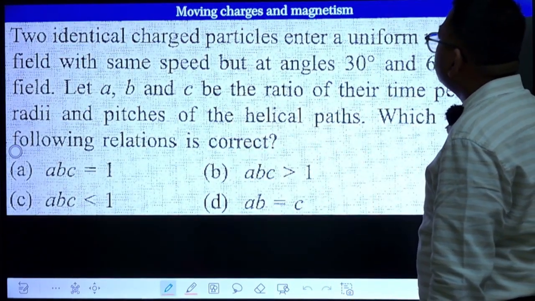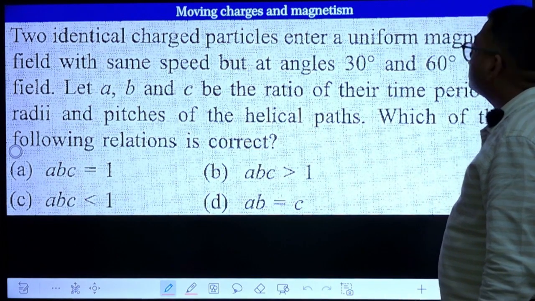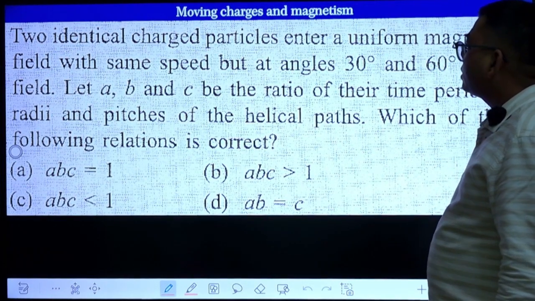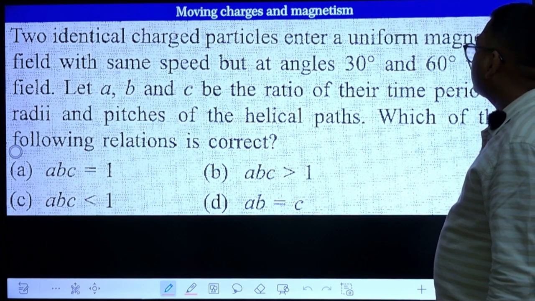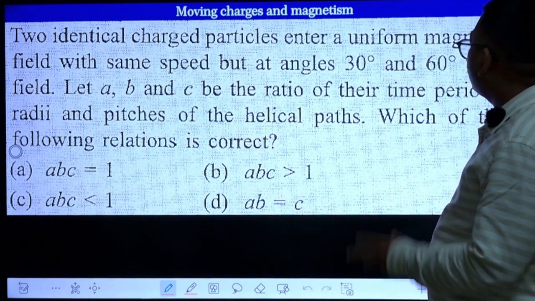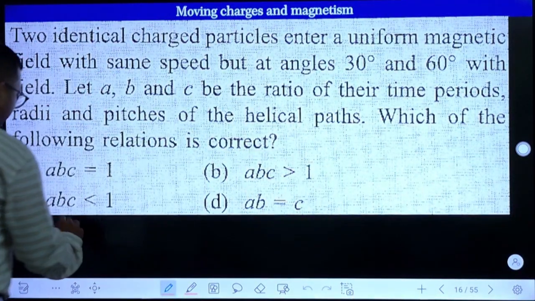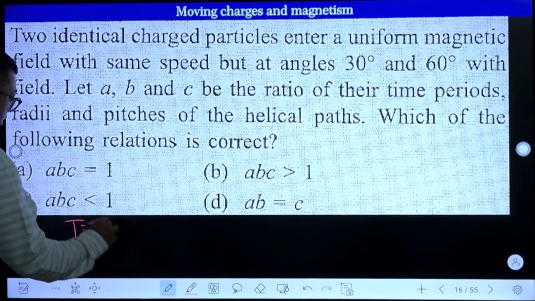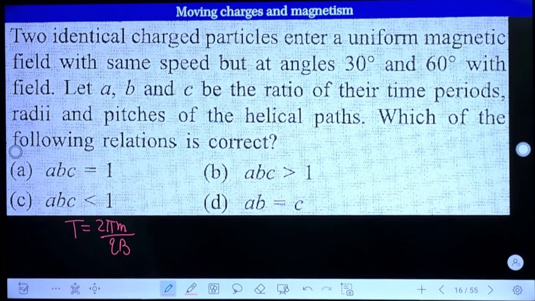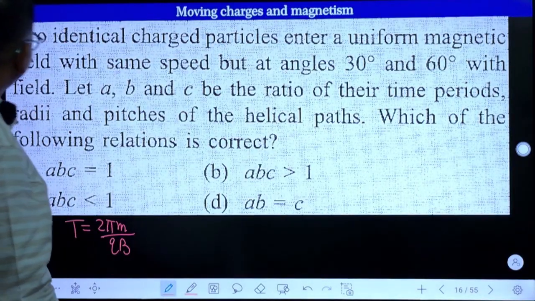Two identical charged particles enter a uniform magnetic field with the same speed but at angles 30 degrees and 60 degrees with the field. Let A, B, C be the ratio of the time periods, radii and pitches of the helical path. Which of the following relations is correct? So first of all, ratio of time period. Time period depends on what? Time period is 2 pi m by qB. Time period is independent of speed, so time period must be the same for each one.